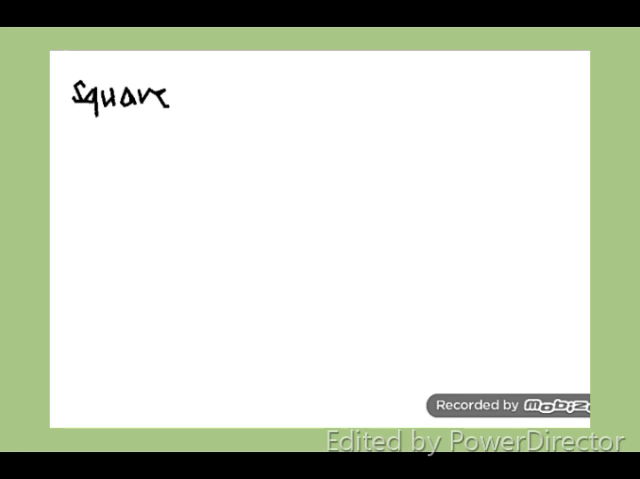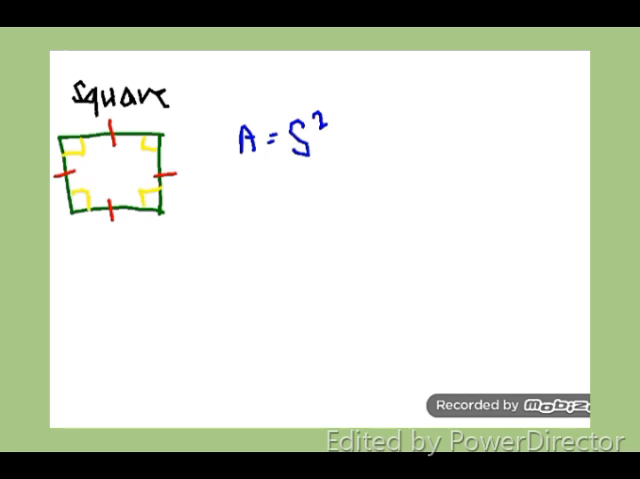Square. Square has 4 equal sides and 4 right angles. To get the area of square, the formula is A is equal to S squared. And to get the perimeter, the formula is P is equal to 4S. If you have given this situation wherein the area of square is equal to 49 inches squared, and the missing value are the side and perimeter.